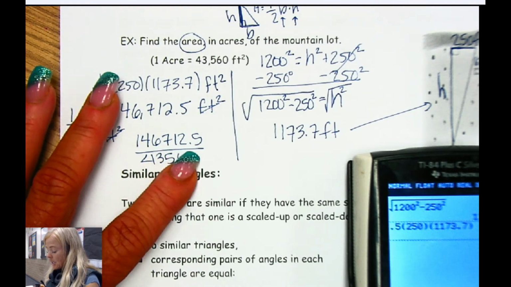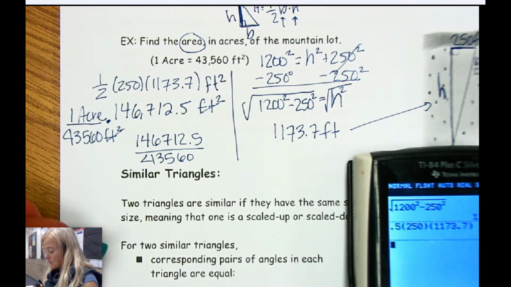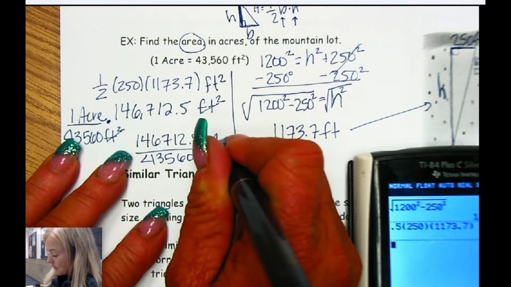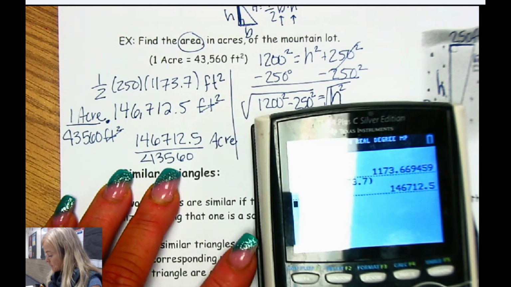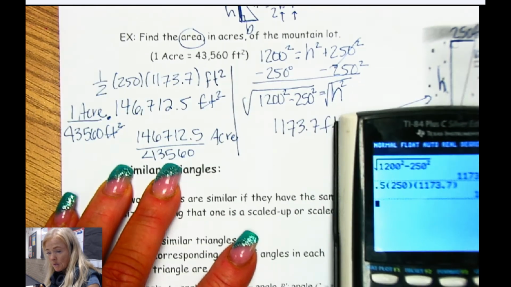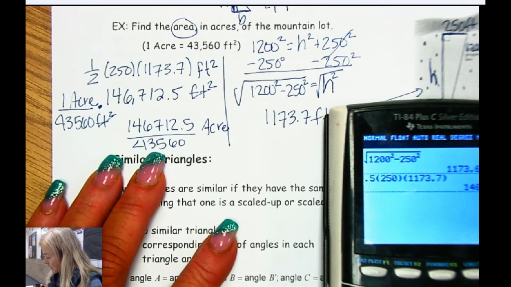146,712 and a half acres divided by 43,560. And that's what we're going to end up with. So I guess I had to not move that. I already have that in my calculator, so I'm just going to hit divide.